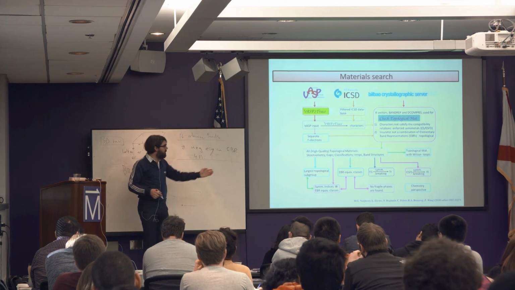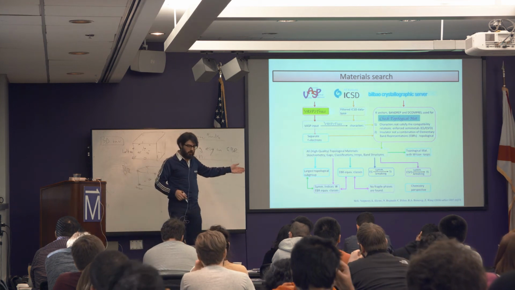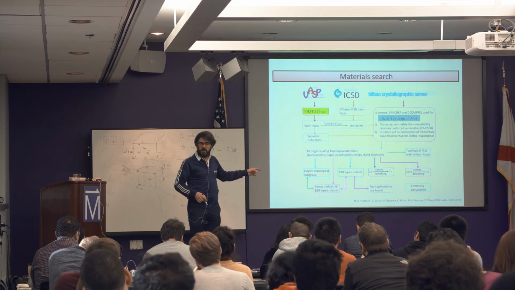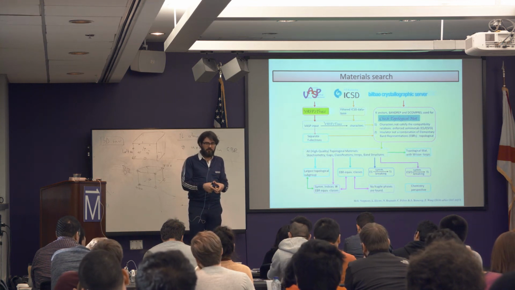So if I have an odd number of eigenvalues, then I'm basically back to what I showed you before, with some caveat. It has Weyl points. But I'm basically back to an odd number of eigenvalues, right?